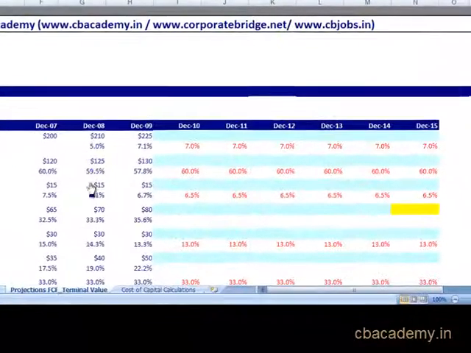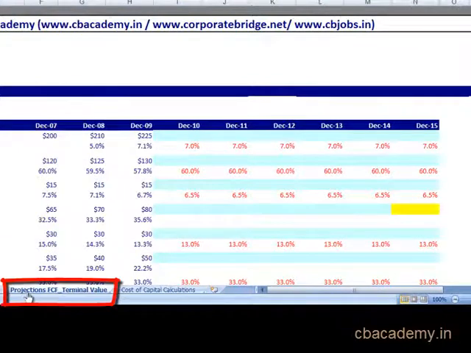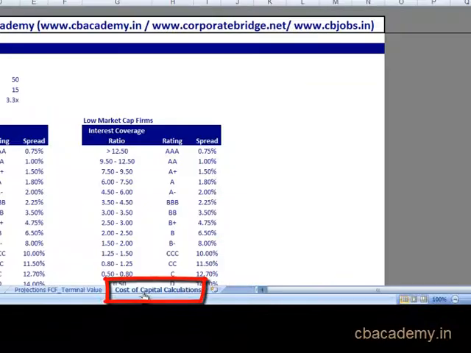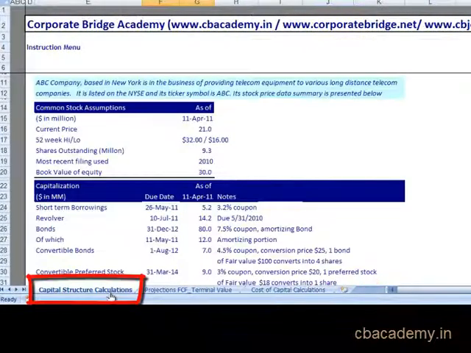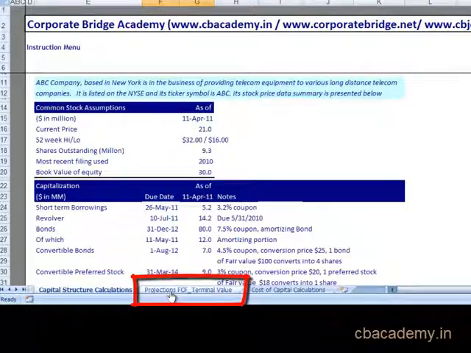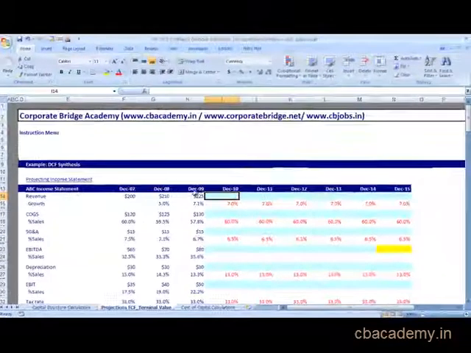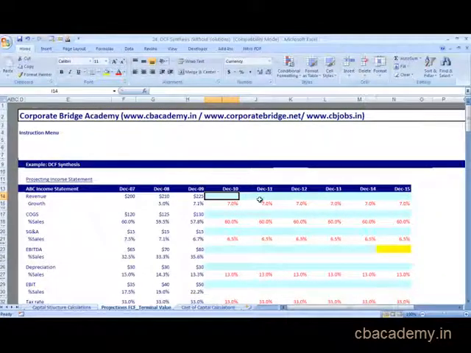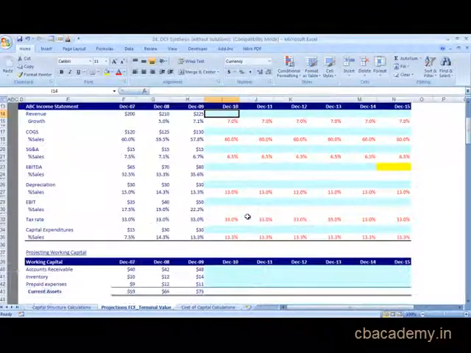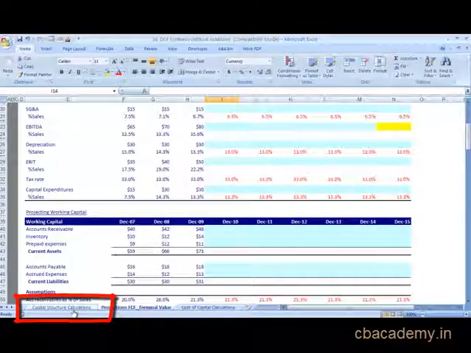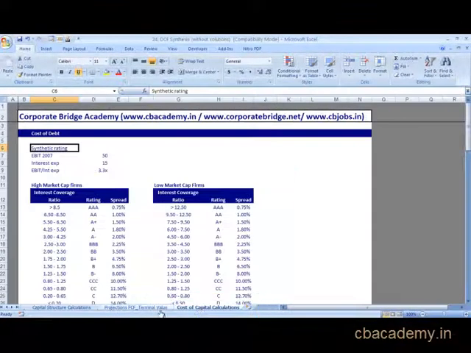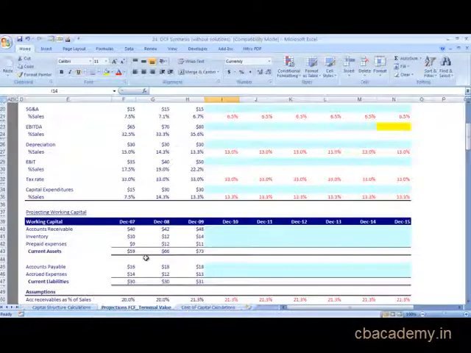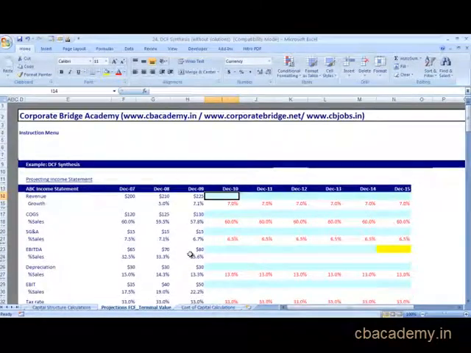In this working sheet, we have three tabs. We have the projection free cash flow to the firm, we have the cost of capital calculation sheet, and we also have the capital structure calculations sheet. The first thing that we will target is the projections free cash flow to the firm. This is the sheet that we will do first. Number 2 would be capital structure calculations, and then number 3 would be cost of capital calculations. All these three sheets are interlinked, and we will do it one by one.